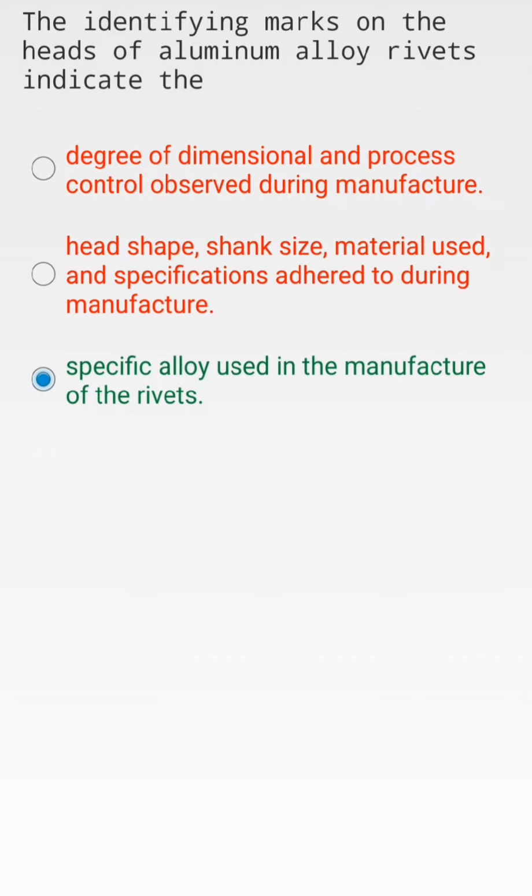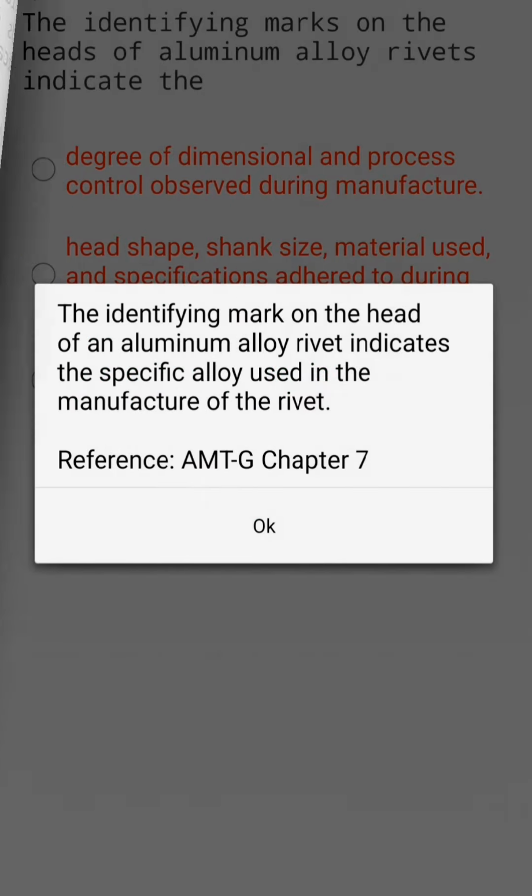The identifying marks on the heads of aluminum alloy rivets indicate the specific alloy used in the manufacture of the rivets. The identifying mark on the head of an aluminum alloy rivet indicates the specific alloy used in the manufacture of the rivet.